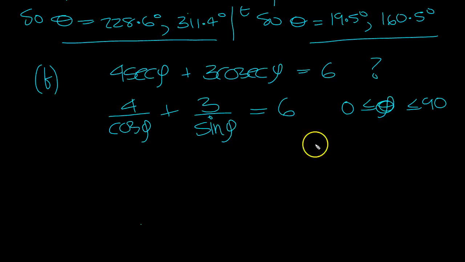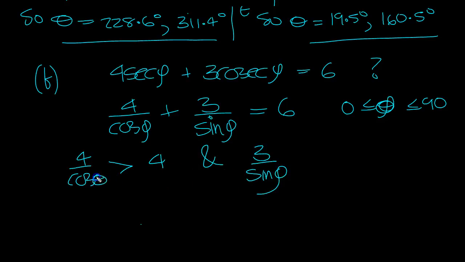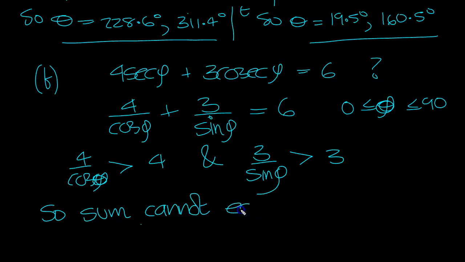Because cosine is always a number less than 1 acute angle wise, this will be bigger than 4. And 3 over sine phi, I keep writing theta, sorry, is going to be bigger than 3. So the sum is bigger than 7. Sum cannot equal 6, which is less than 7. Okay, good.